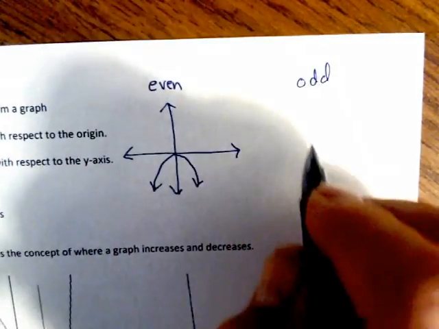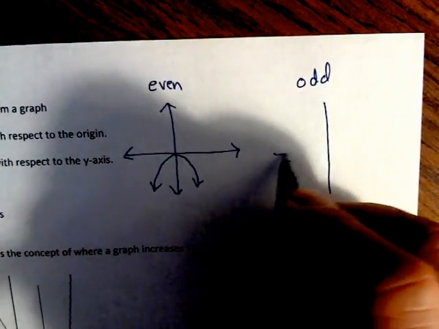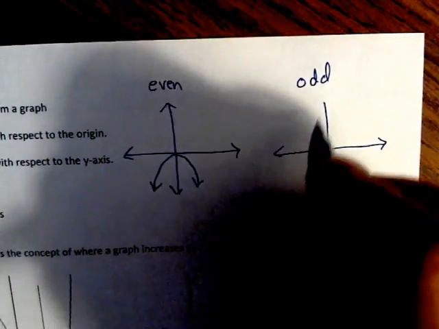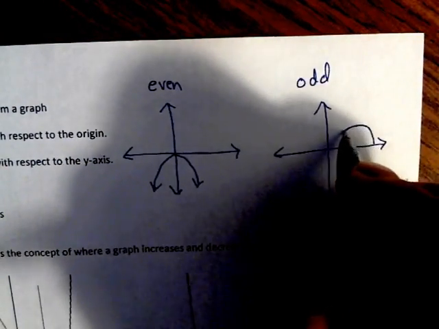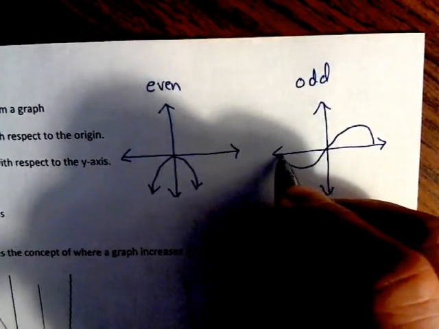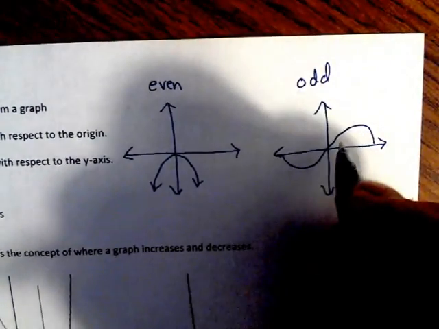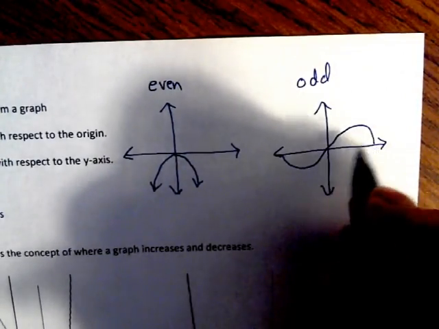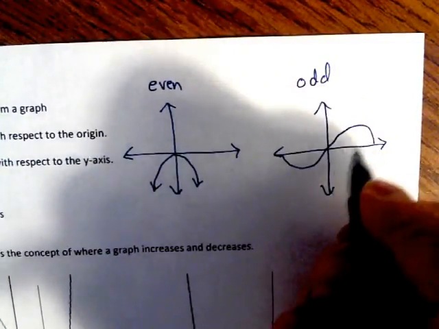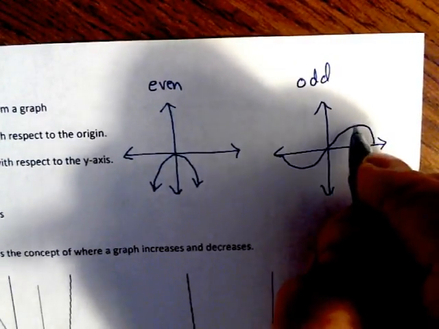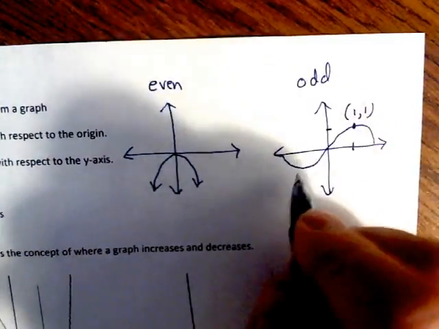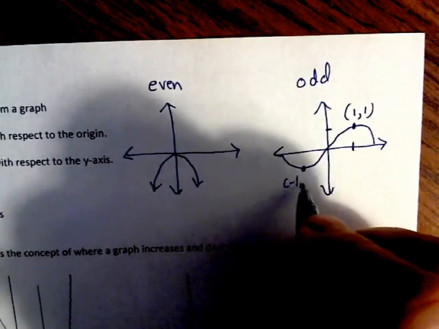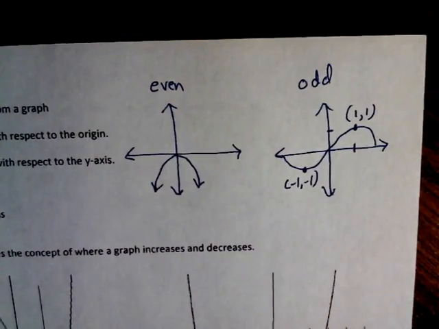An odd function is what we call symmetric about the origin. And it could look something like this. Okay, and in this case, my drawing's not real great, but if this point here, say for example, was (1, 1), this point over here would be (-1, -1). They're kind of opposite signs.